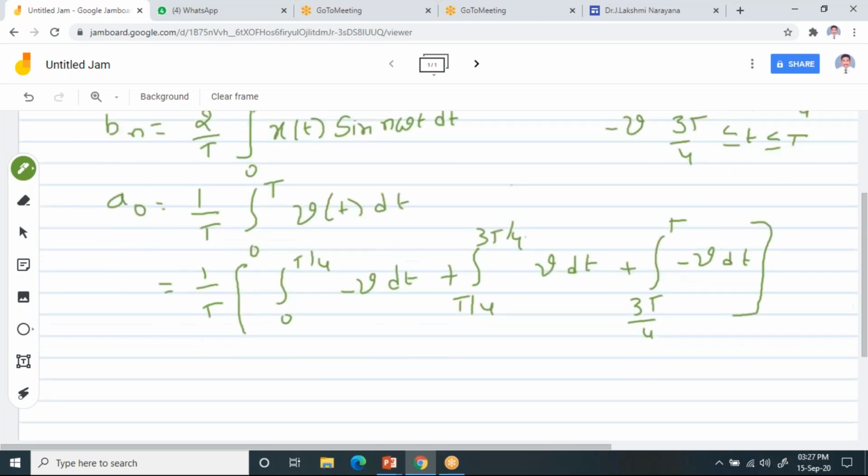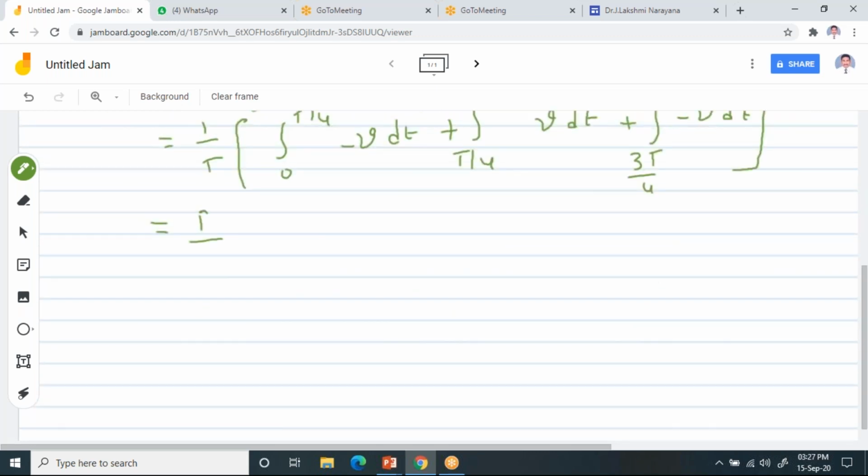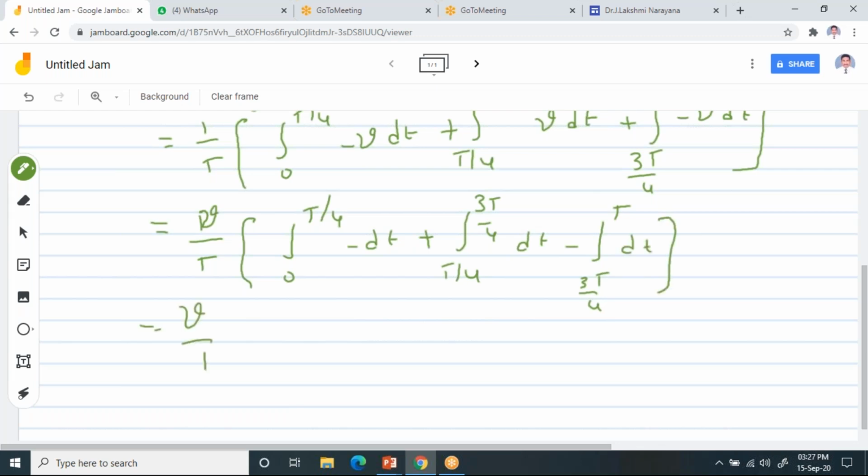Then I can write V by T, V by capital T, integral 0 to T by 4 of minus V dt, and T by 4 to 3T by 4, which is V dt, minus 3T by 4 to T, which is V dt. Now if you solve this, you'll get V by T.